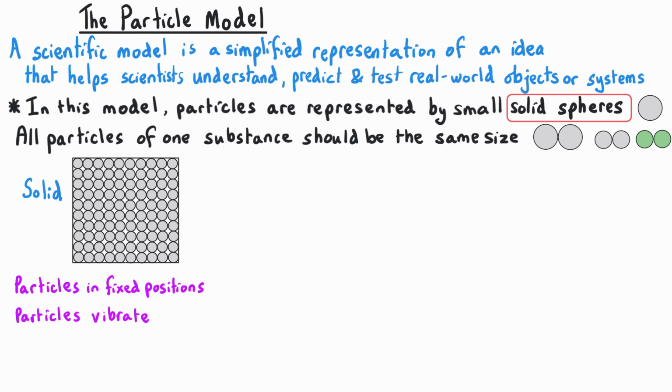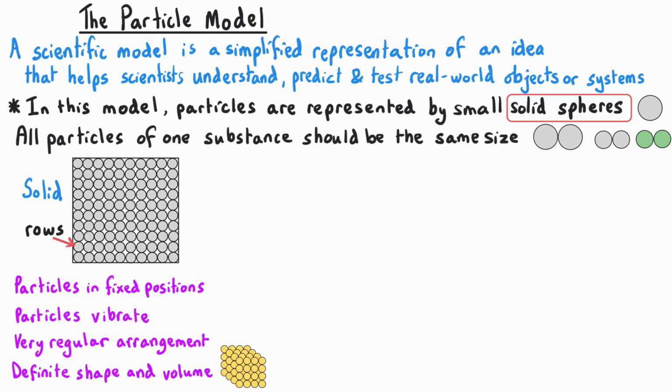They're moving from side to side a tiny bit, and we call those movements vibrations. And they are in a very regular, ordered arrangement, and they are usually entirely symmetrical, but there certainly is a repeating pattern. And solids have got a definite shape and a volume. In other words, their shape and their volume can't change.